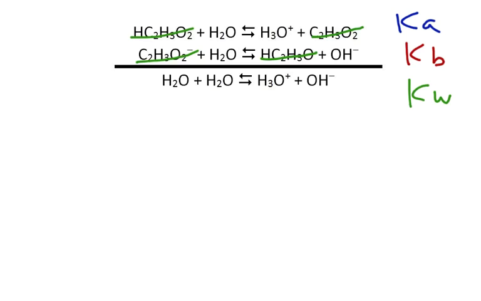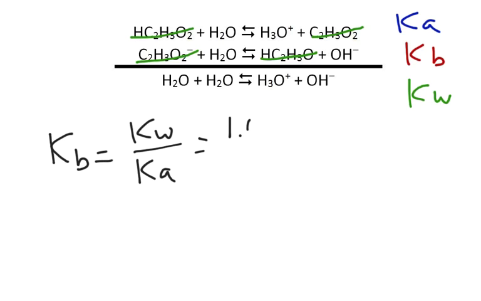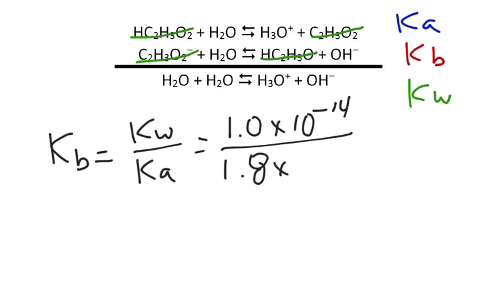So when we're all done, we say, okay, if I took the Ka times the Kb, I could get the Kw, and what we want is I can say Kb is equal to Kw divided by the Ka. So that's why in the initial problem they gave us the Ka of acetic acid, because we need that to make the Kb. This is going to be 1.0 times 10 to the negative 14 divided by 1.8 times 10 to the negative 5. That was given to us in the beginning.